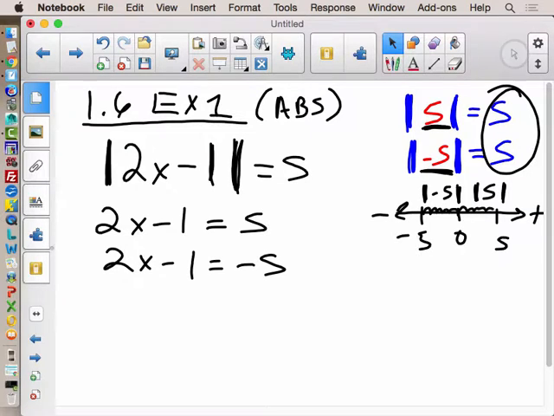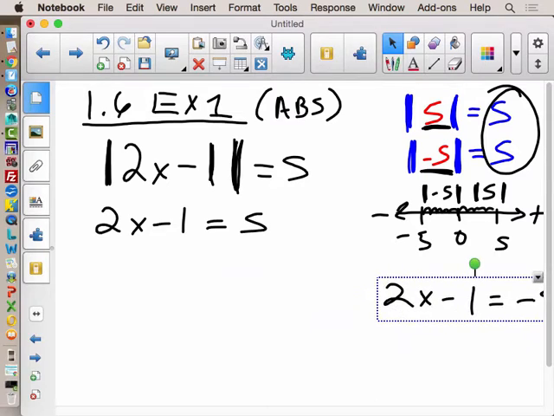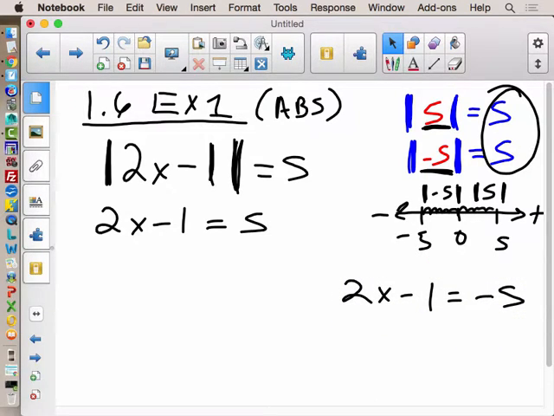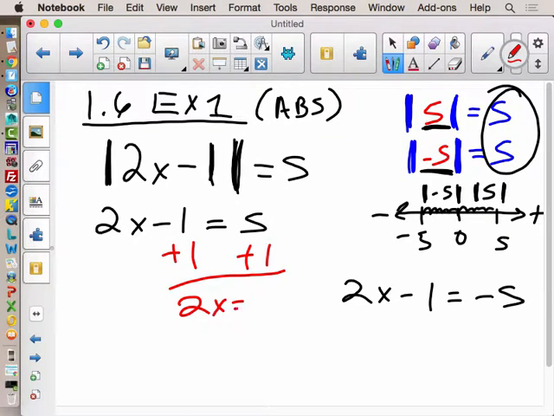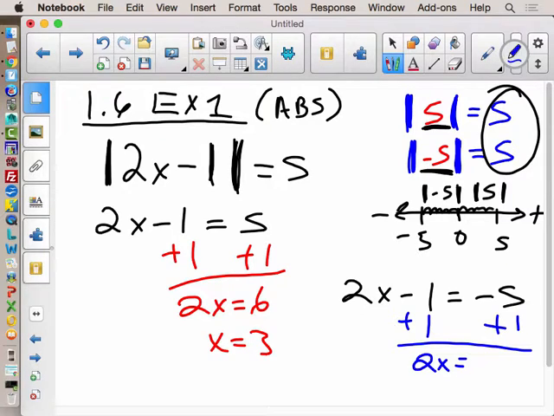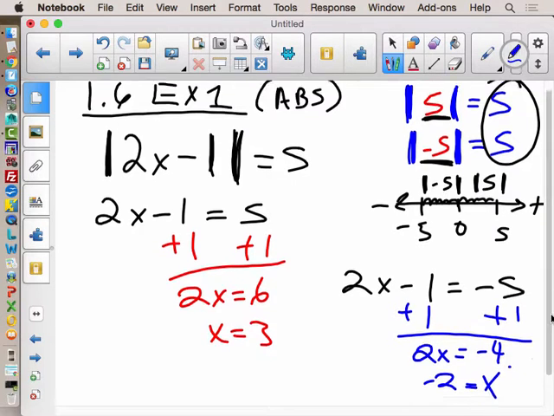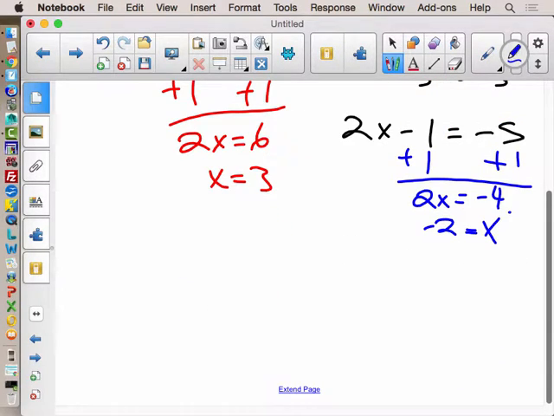So I'm going to take these two equations, I'll slide that one over there, and I'll solve them separately. So I add 1 to both sides, and I get 2x is equal to 6, or x equals 3. Or, add 1 to both sides, I get 2x is equal to negative 4, or negative 2 equals x. Does that make sense? Yeah. Now, I could check to verify that information, so let's do that.